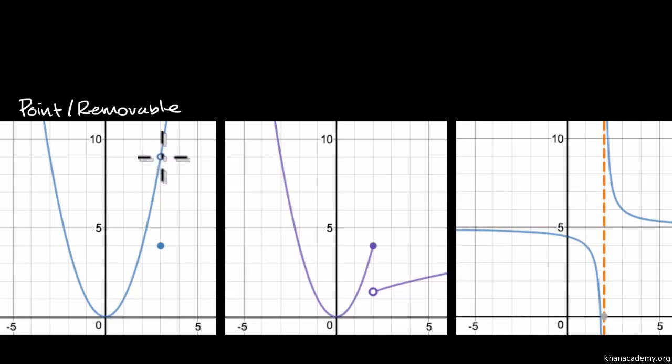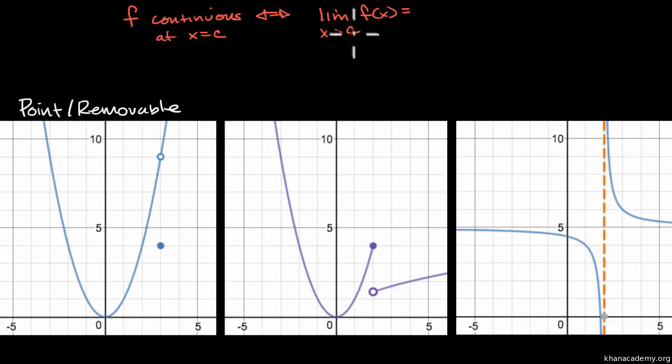You might imagine defining or redefining the function at that point, so it is continuous, so the discontinuity is removable. But then how does this relate to our definition of continuity? Well, let's remind ourselves of our definition of continuity. We say f is continuous at x equals c if and only if the limit as x approaches c of f of x is equal to the actual value of the function when x is equal to c. So why does this one fail?